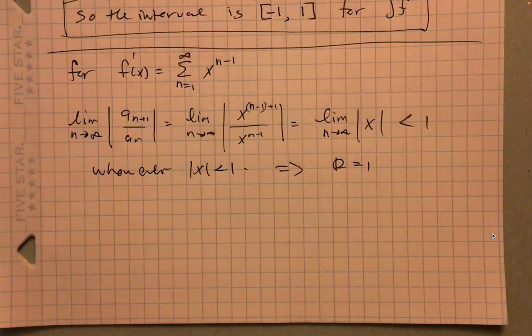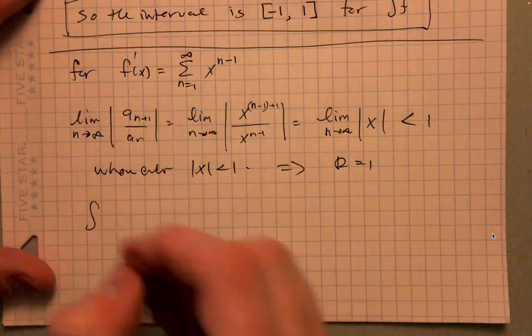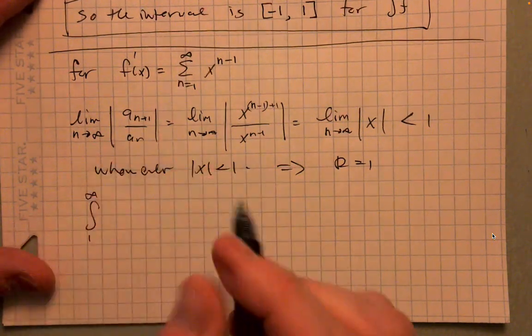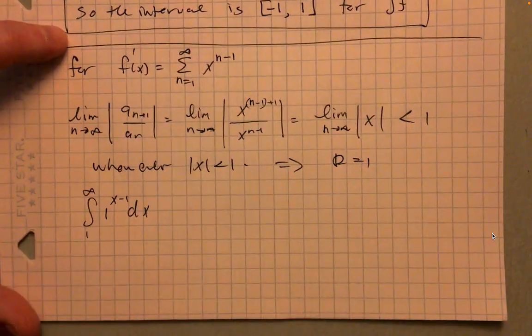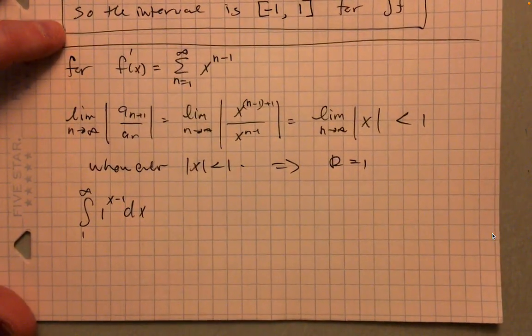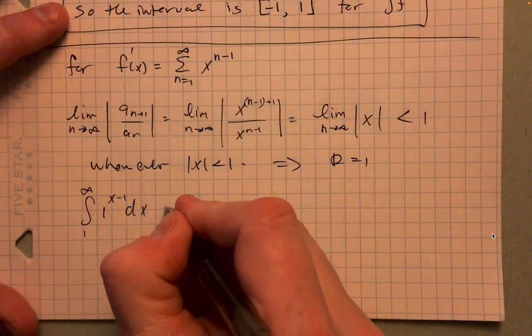Okay, now what about the endpoints? We can again use the integral test on this really quickly. All right, so the integral from 1 to infinity of 1 to the x minus 1 dx. That's what we'd want to test. We want to see whether this diverges or converges, and that'll tell us what we need to know.